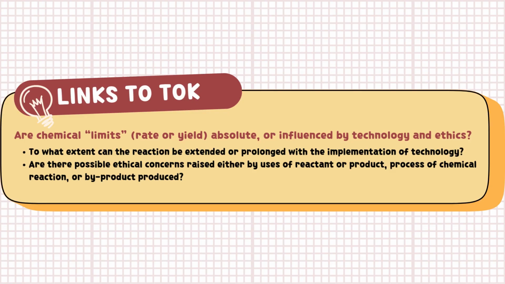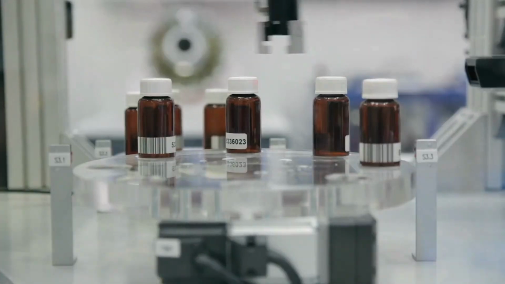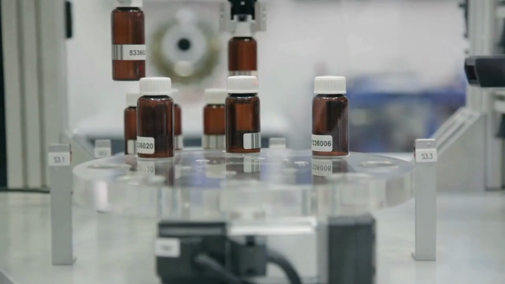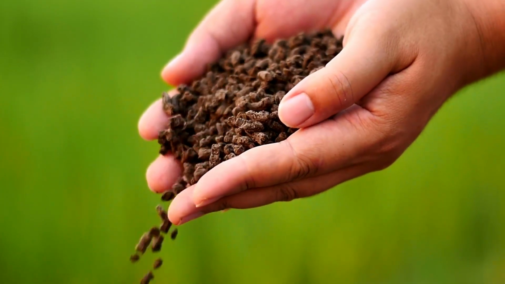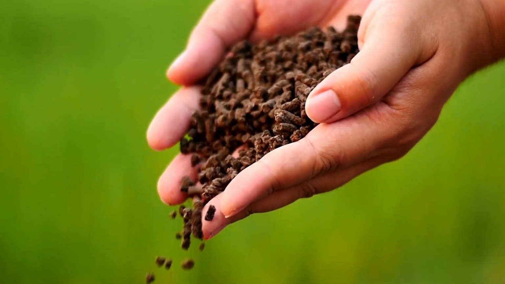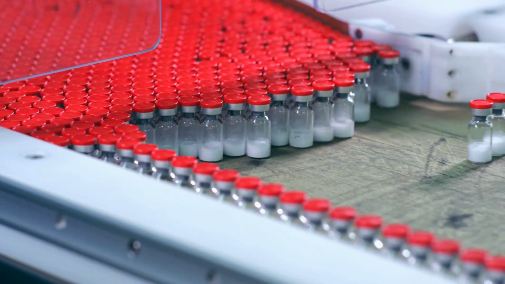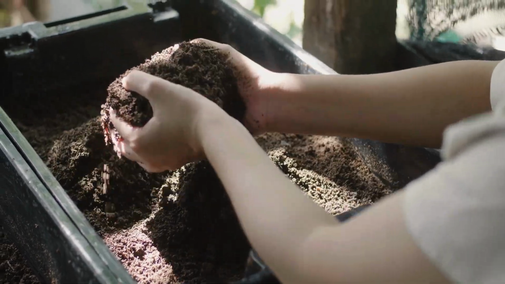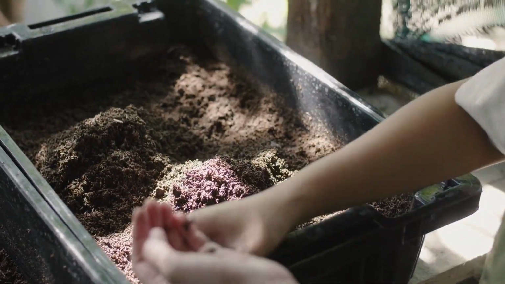Are yield or rate limits absolute, or can technology overcome them? What are the ethical implications of producing certain chemicals or using specific byproducts? For instance, in pharmaceuticals or fertilizer production, should we prioritize maximum yield, safety, or sustainability? These questions should help us in the future to explore our knowledge deeper, allowing us to discover various new alternatives and continue the pursuit of knowledge.